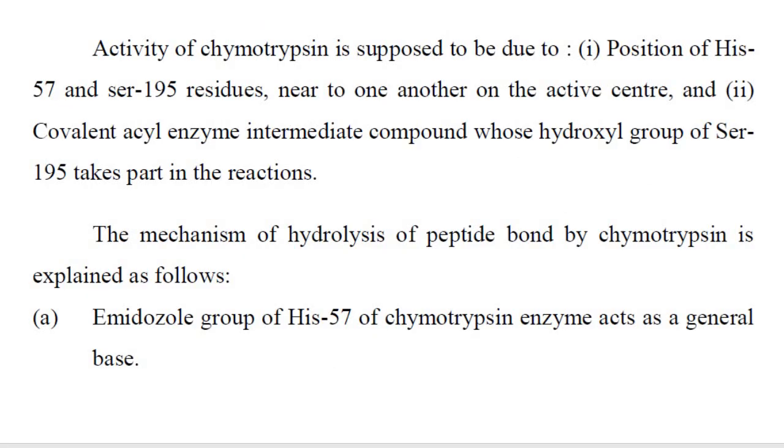Now you can see the activity of chymotrypsin is supposed to be due to the position of histidine 57 and serine 195 residues near one another in the active center, and second, a covalent acyl enzyme intermediate compound in which the hydroxyl group of serine 195 takes part in the reaction. The mechanism of hydrolysis of the peptide bond by chymotrypsin is explained as follows. The imidazole group of histidine 57 of the chymotrypsin enzyme acts as a general base.